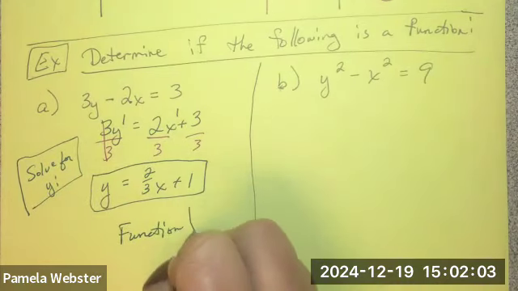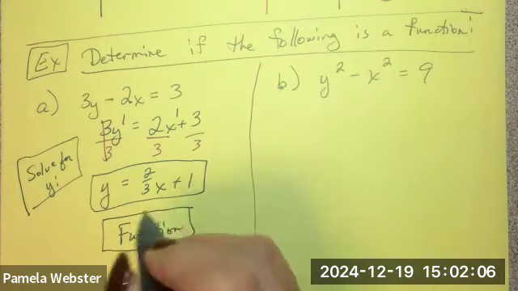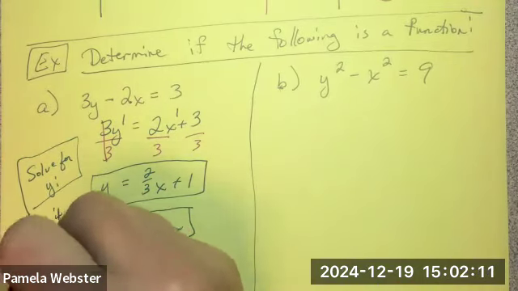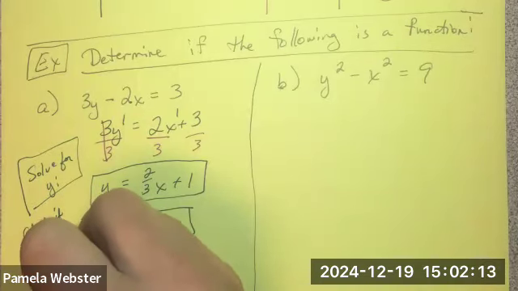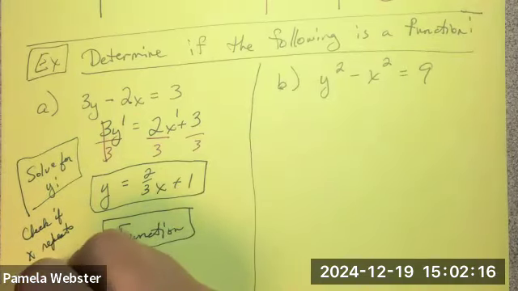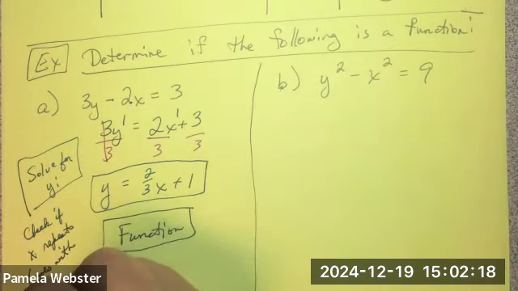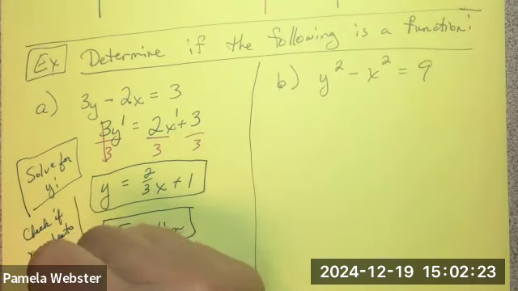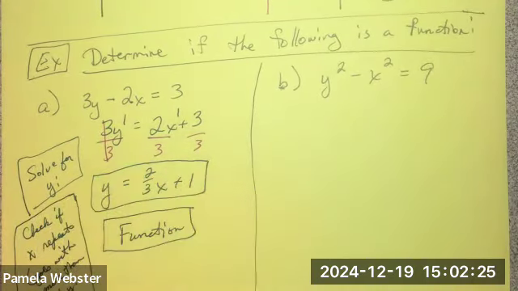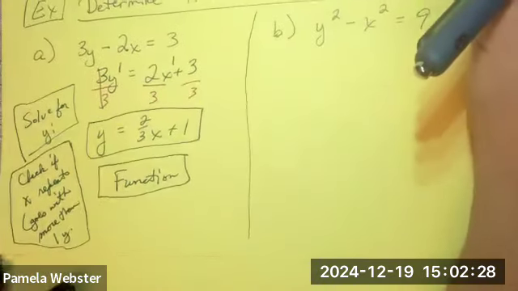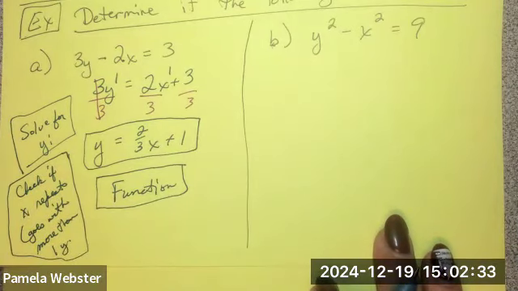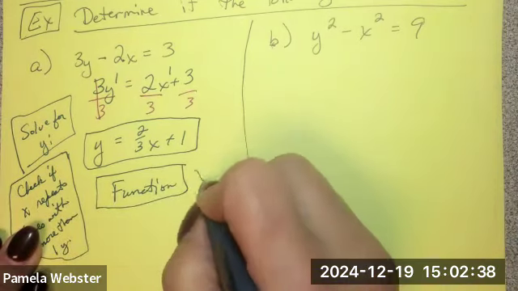So the rule is: solve for y and then check if x repeats. That means an x goes with more than one y. That's what we're checking for. We want to look for exceptions, things that are going to cause me problems. We don't have any of those here, so we're okay, and this guy is definitely a function. No worries.